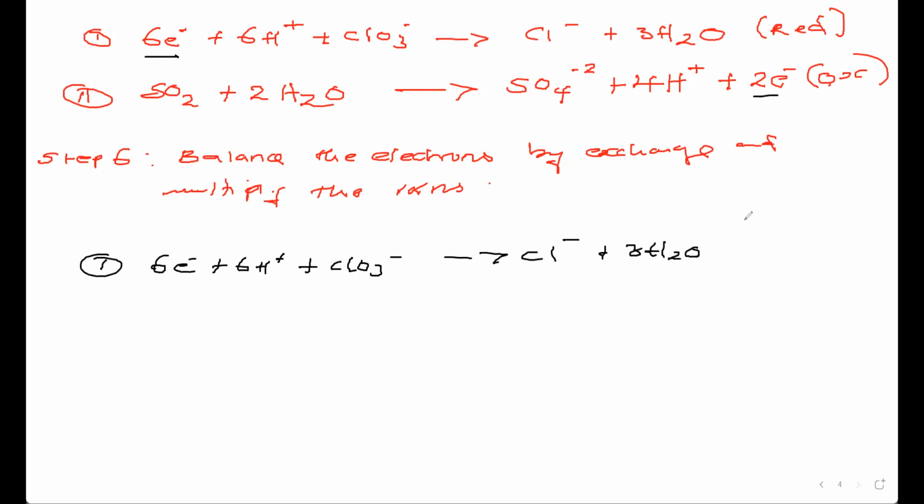Now, when they say exchange, the electrons that you added in the oxidation reaction must multiply the first reaction. So in this case, we put 2. This 2 is coming from the oxidation reaction electrons that you added. So these 2 multiply everything in this reduction reaction. Same applies to the other reaction, which is sulfur dioxide.